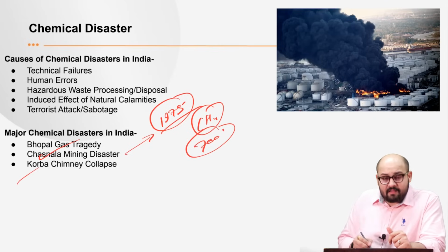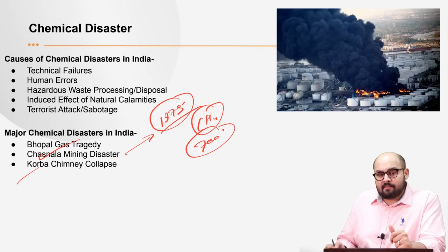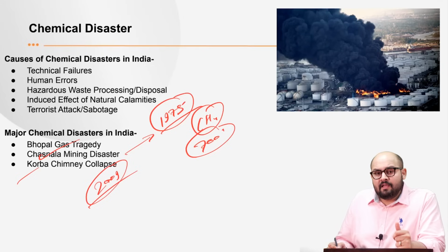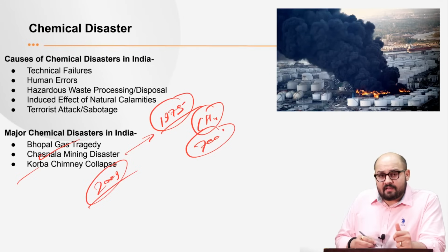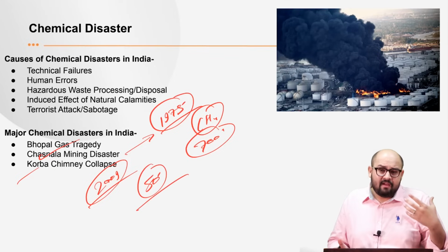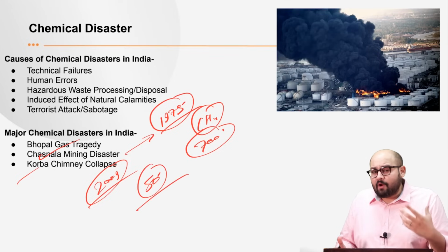Then the third incident is the Korba chimney collapse. In 2009, at the thermal power plant of Korba, a chimney collapsed. It resulted in the death of more than 50 people, right? So these are the incidents which have taken place, and they could have been avoided, right?